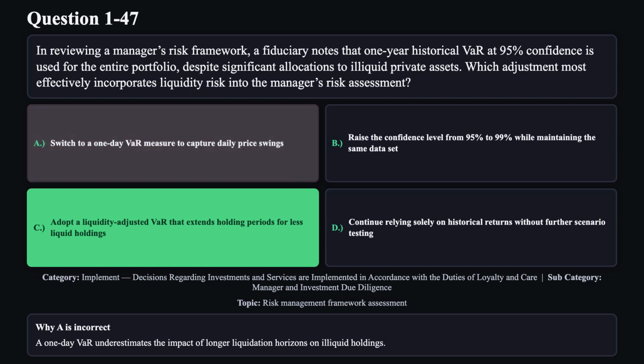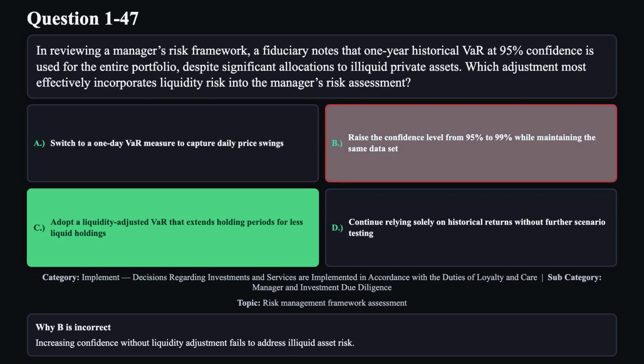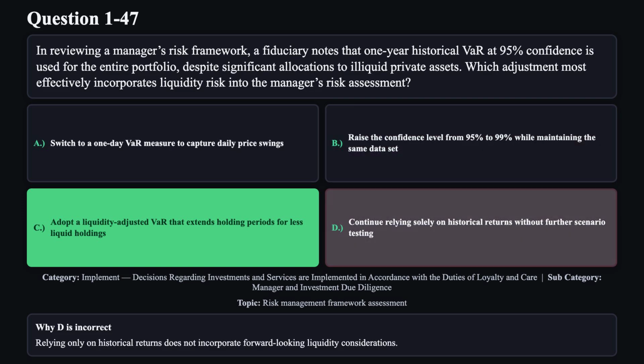Reason A is not correct. A one-day VAR underestimates the impact of longer liquidation horizons on illiquid holdings. Reason B is not correct. Increasing confidence without liquidity adjustment fails to address illiquid asset risk. Reason D is not correct. Relying only on historical returns does not incorporate forward-looking liquidity considerations.